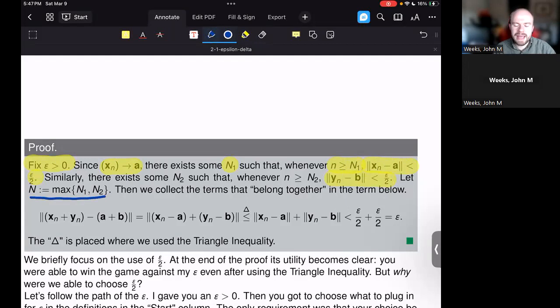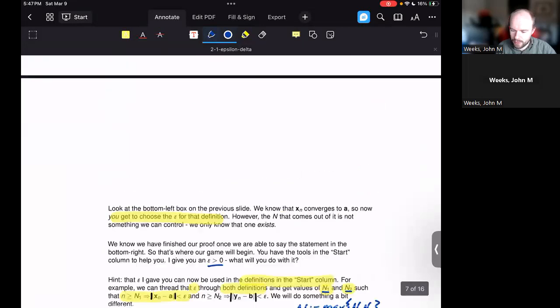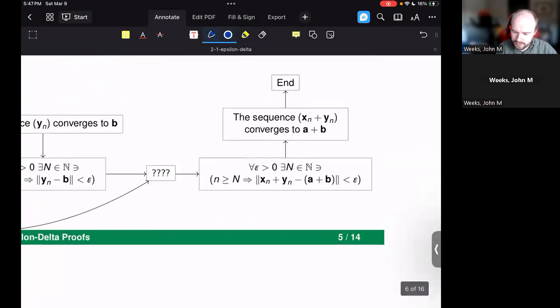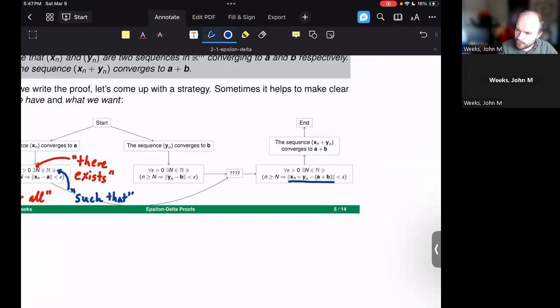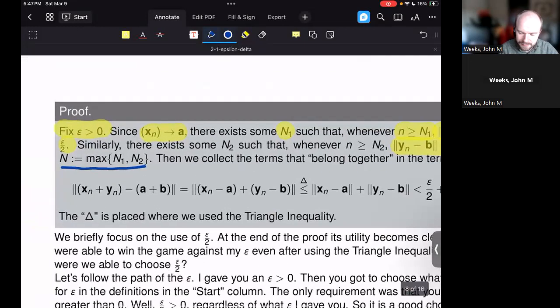Then we go ahead and start breaking up the expression that's given to us in the bottom right corner of this box. We want to show that this is less than epsilon. So we're going to start manipulating this mathematical expression. We'll group some of the terms that go together, like x sub n and a should go together, y sub n and b should go together. So let's see that happen. x sub n minus a, y sub n minus b.